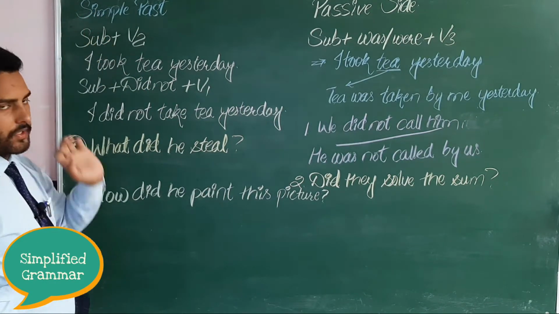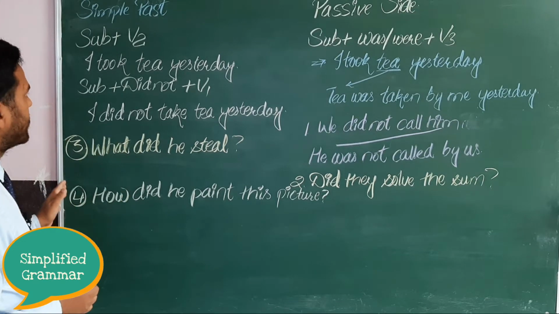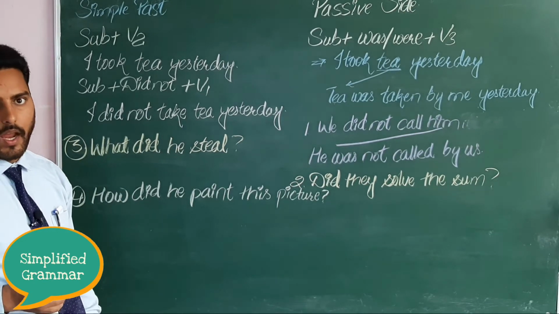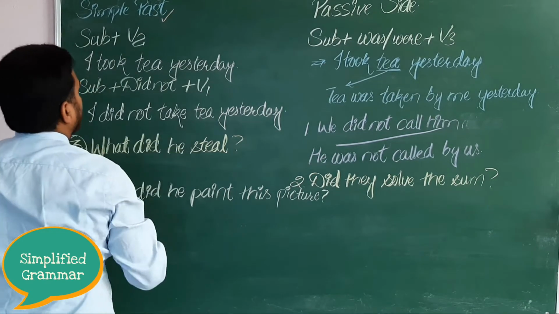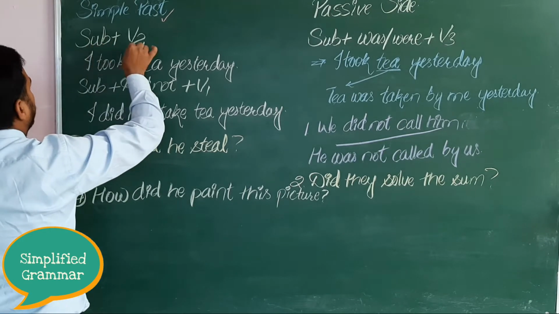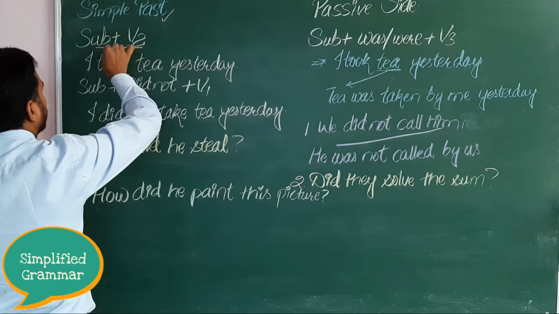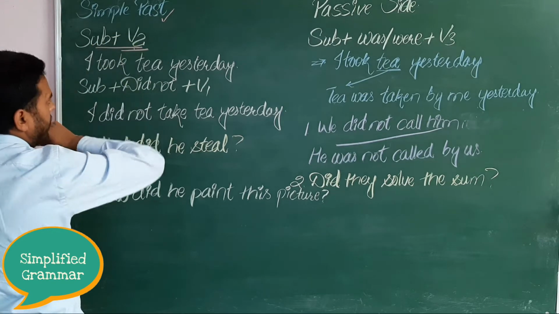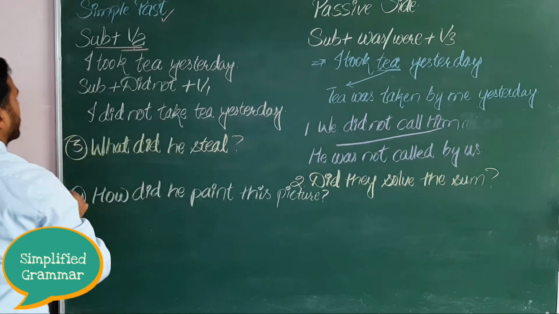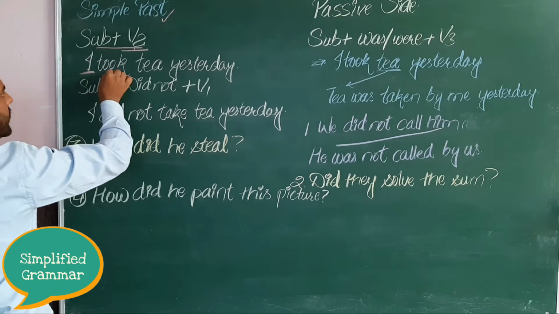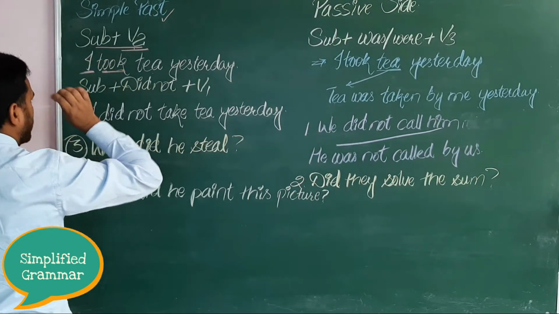So, simple past tense. First of all, let us understand how simple past tense appears on the active side. Simple past tense appears as subject plus verb second form. For example, look here: I took tea yesterday. You can see the subject is I, and took is the second form of take, then tea yesterday.